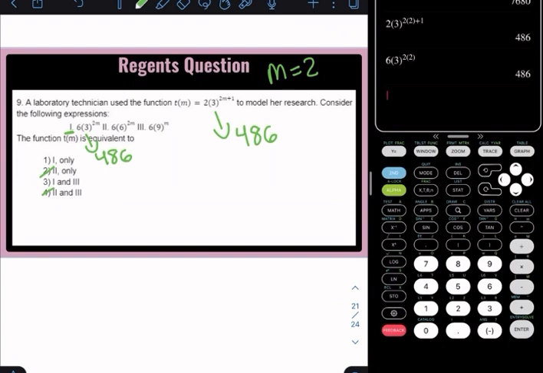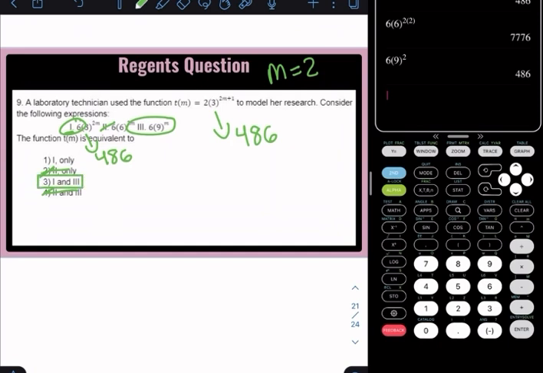Now let's look at number 2, double I, 2. So 6 parentheses 6 raised to the 2 and make m 2 would not be the same number, so it's not going to be anything that has 2 in it, so definitely have to get rid of answer choice 4 and 2. And now let's look, is it going to be 3? 6 parentheses 9 raised to the 2 power is equivalent, so it's I and III, which is answer choice 3.